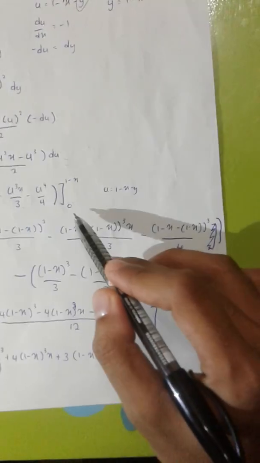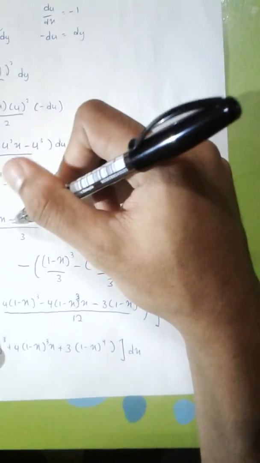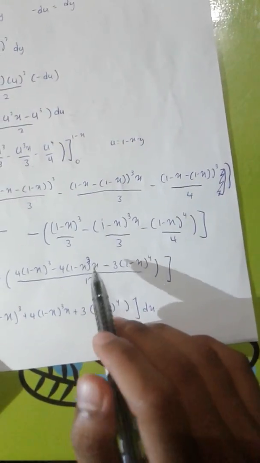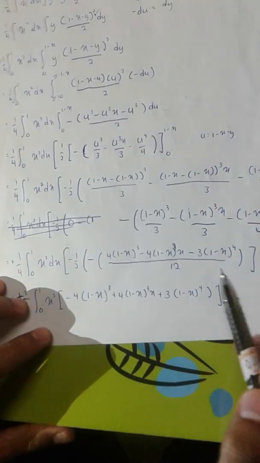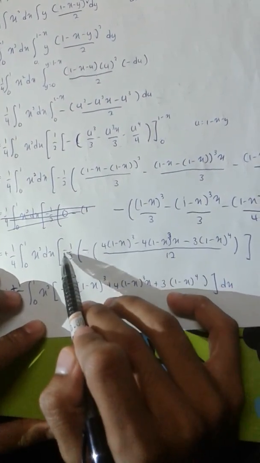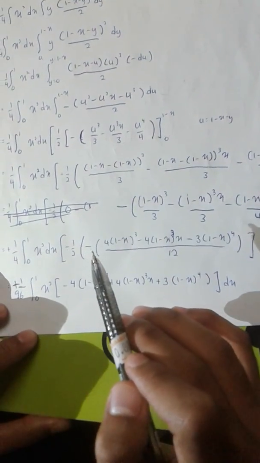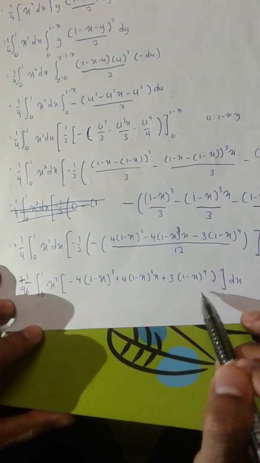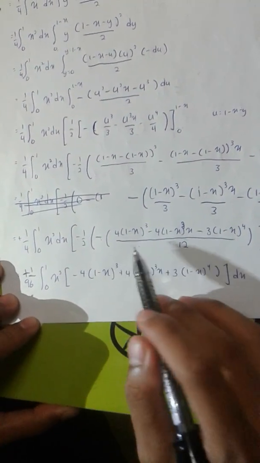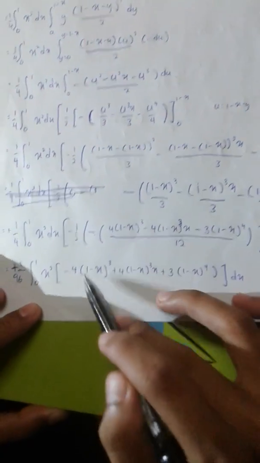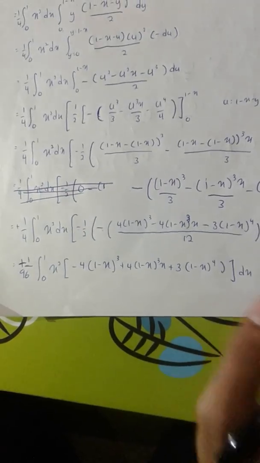Then we minus by 0. We put 1 minus x minus y, where y is equal to 0. Then we got this equation. Okay, from that we multiply the negative value with this, and we get this equation. Then we expand the equation into this equation.